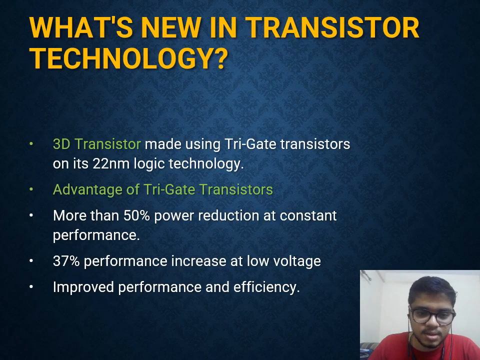What's new in transistors? 3D transistors, or tri-gate transistors, and this is the size of it. The advantage of tri-gate transistors is that more than 50% of transistor power is reduced at constant performance, which is very good for transistors. There is a 37% performance increase at low voltage, with improved performance and efficiency.